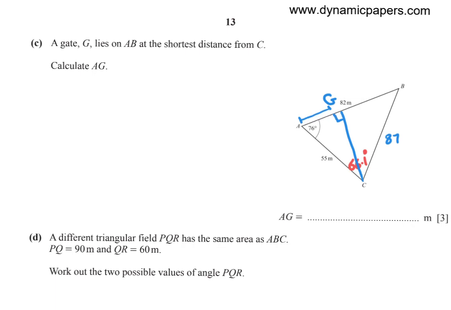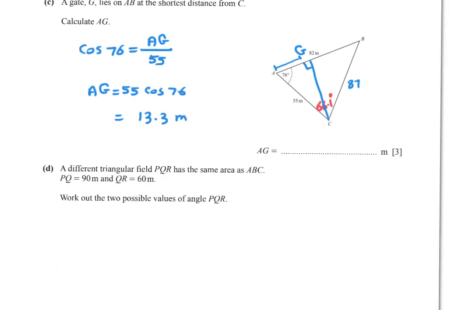To find this distance, we have a right-angled triangle. This angle is 76, the hypotenuse is 55, and we need to find the adjacent. So to find the adjacent, use cosine: cosine of 76 equals the adjacent, which is AG, over the hypotenuse, which is 55. So AG equals 55 cosine of 76, which equals 13.3 meters.